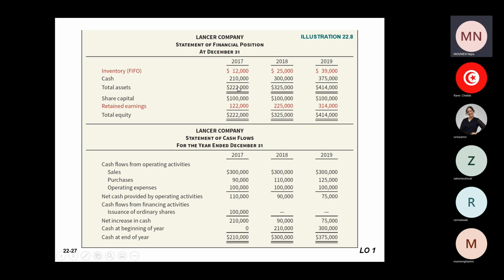In the statement of financial position, we'll have a difference regarding the inventory valuation at the end of each year. And of course, here the retained earnings will be different, you know, under the equity section, okay?